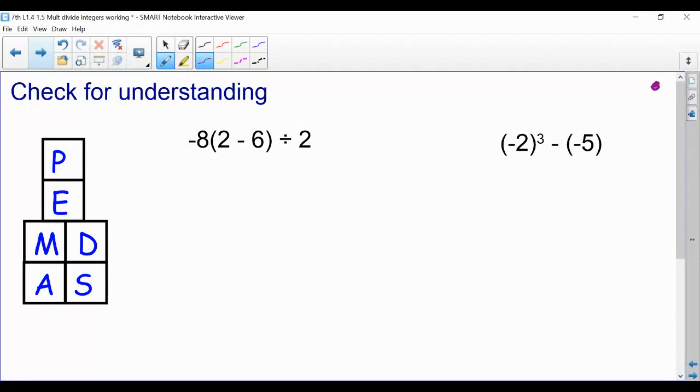Here's two problems for you to try, and then we will go over the answers.